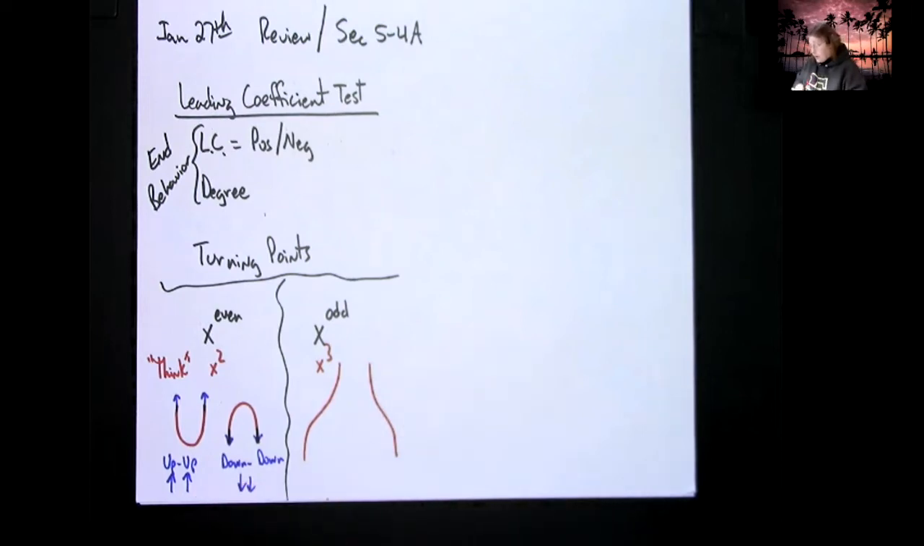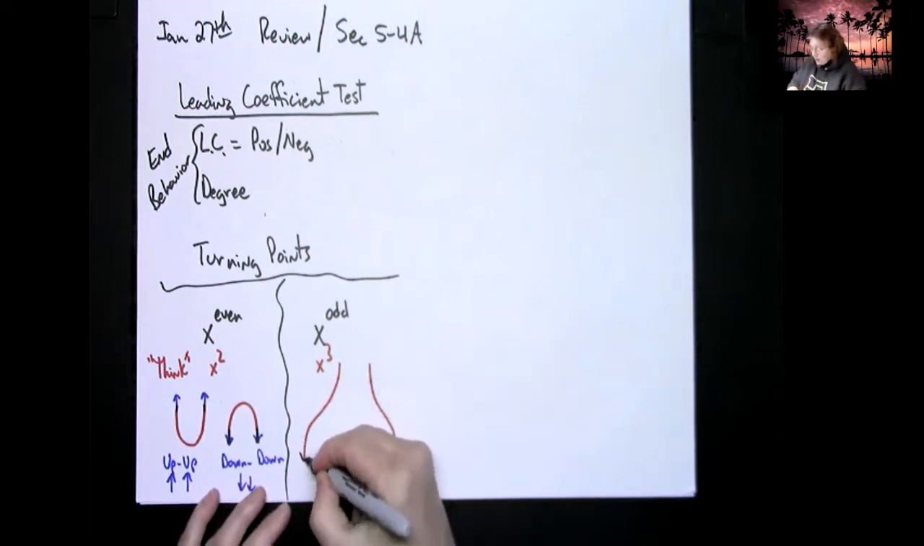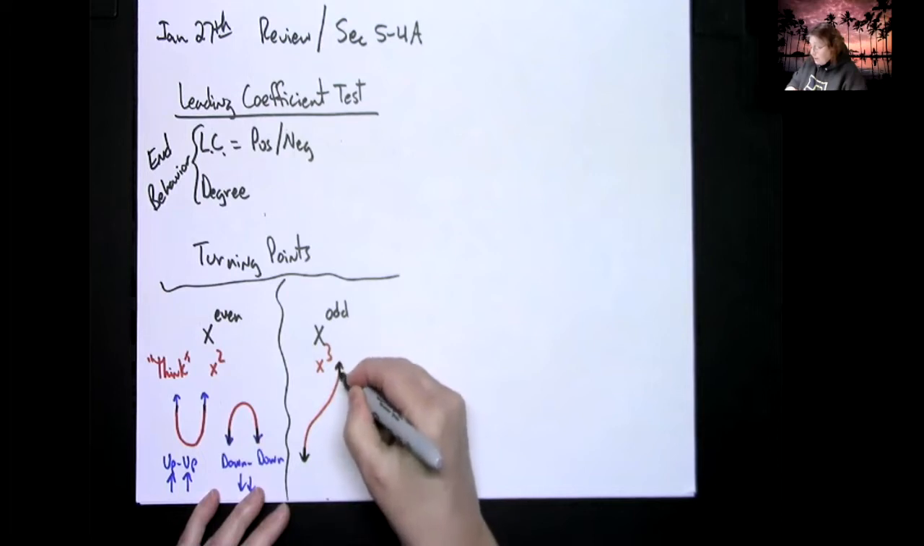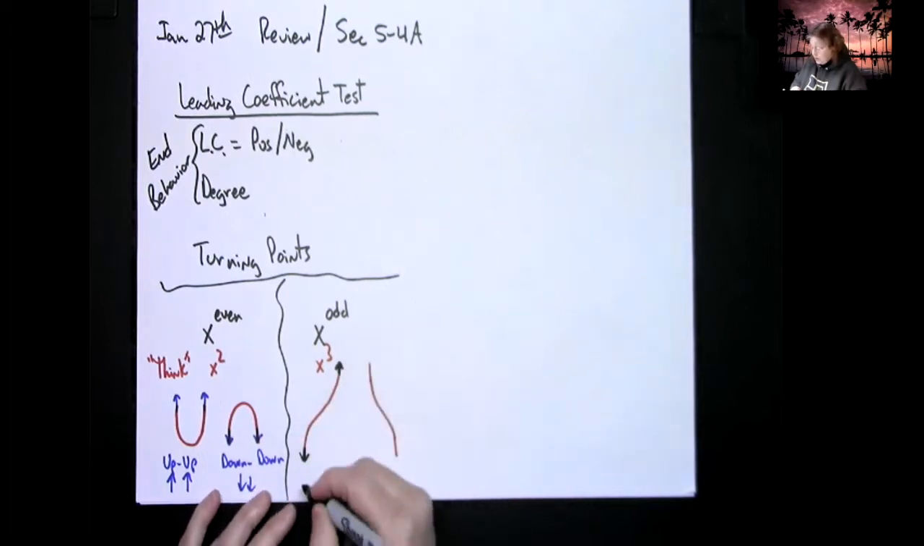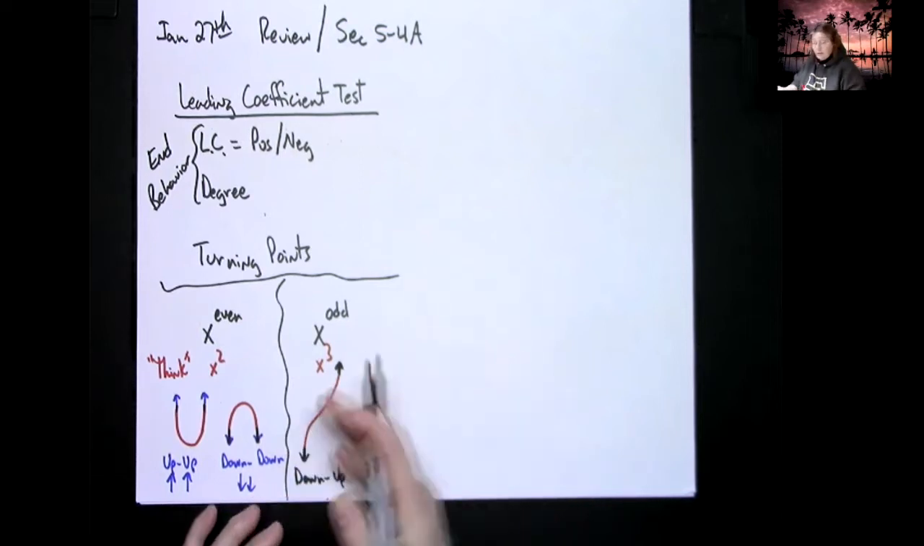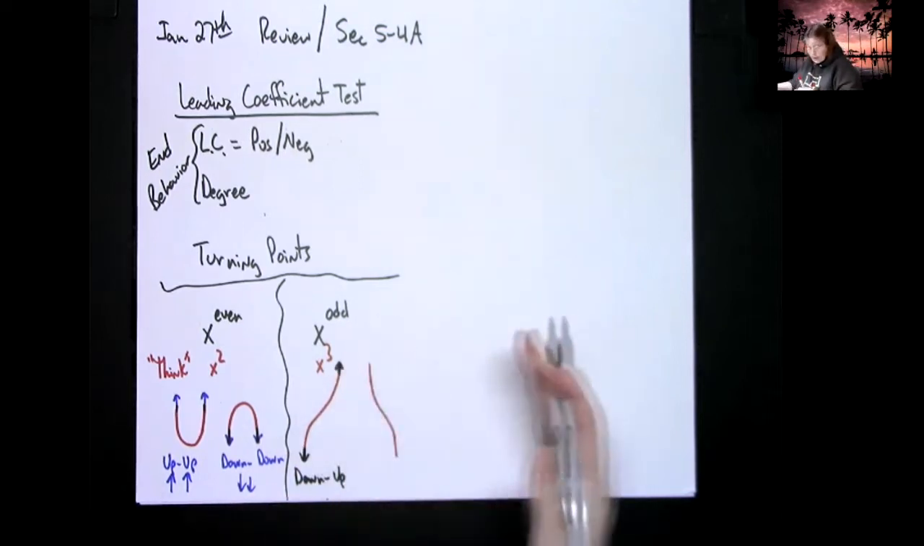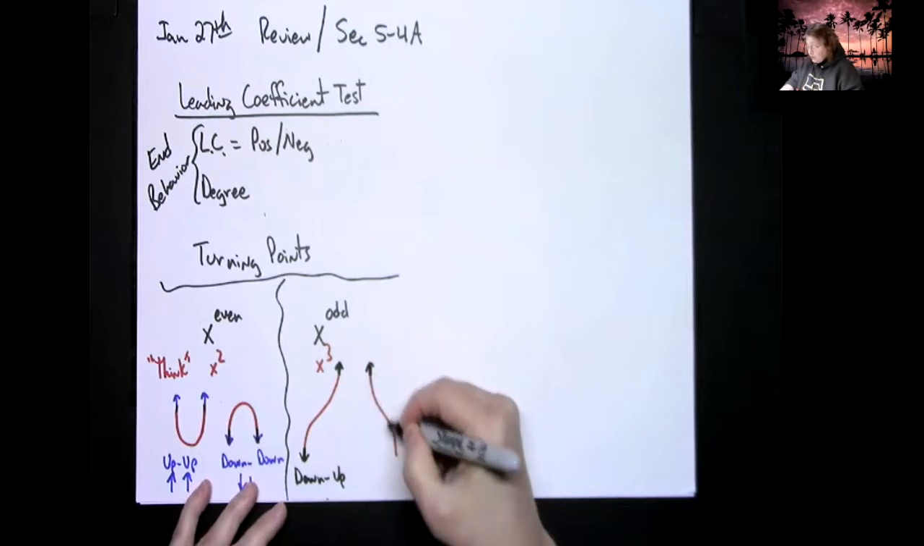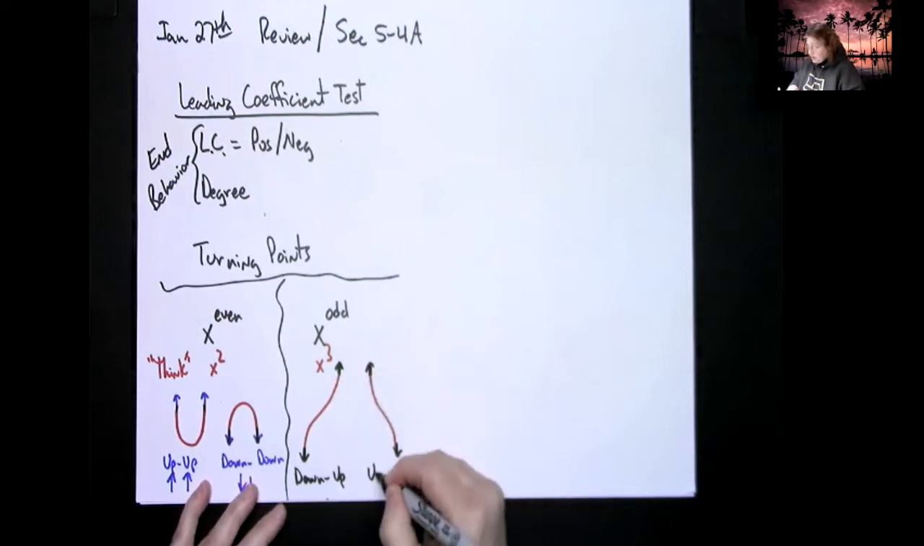Again, we've got some down, up behavior going on. This one would be down, up in behavior. And then if it's flipped around and we read left to right, up comes first and then down. So this is up, down end behavior.